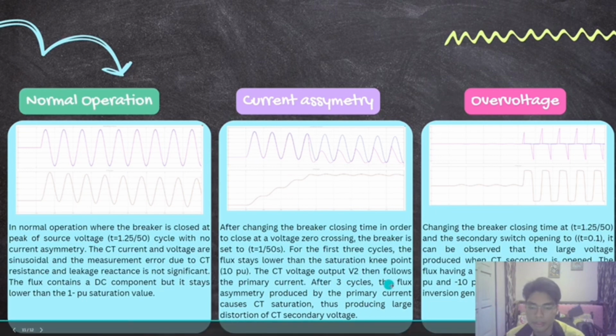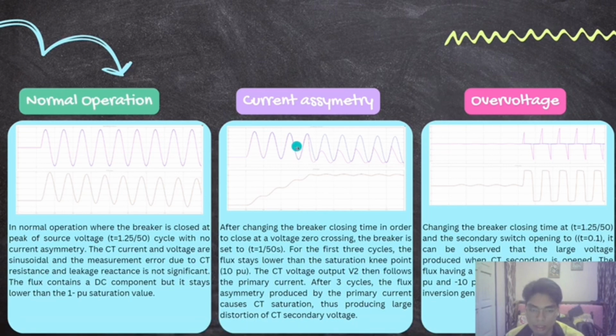And then after 3 cycles, the flux asymmetry produced by the primary current causes CT saturation, thus producing large distortion of the CT secondary voltage. So after 3 cycles, the flux goes to the saturation value, which is 10 pu, and a distortion of the CT secondary voltage happens. You can see here.